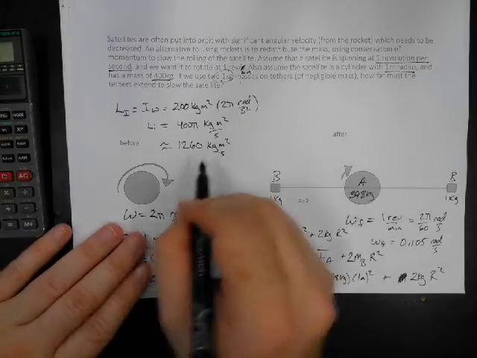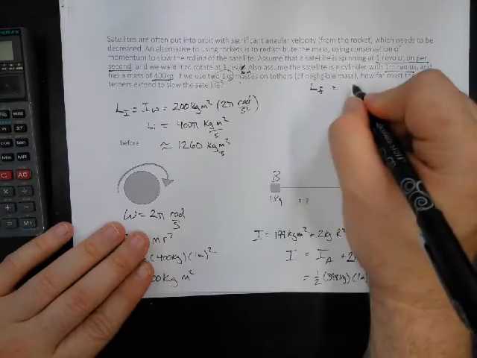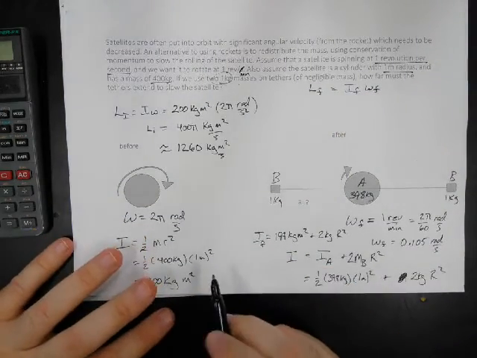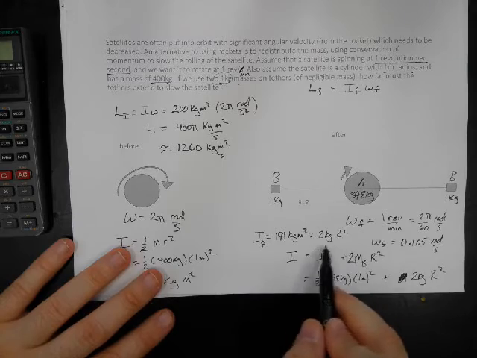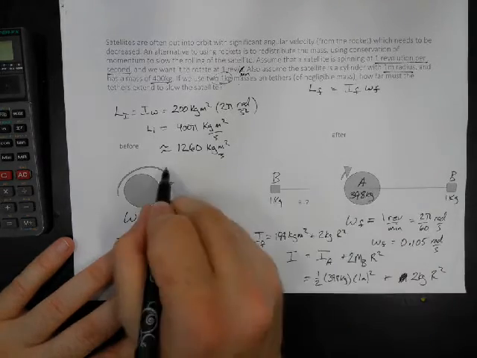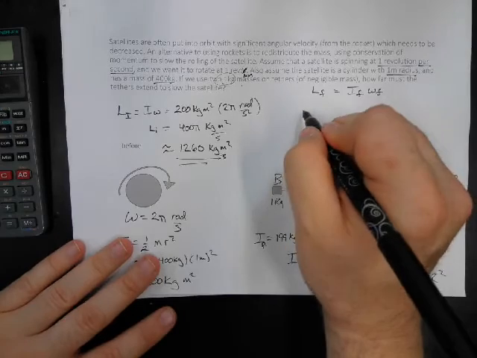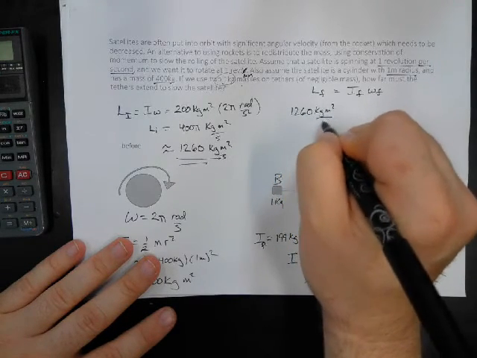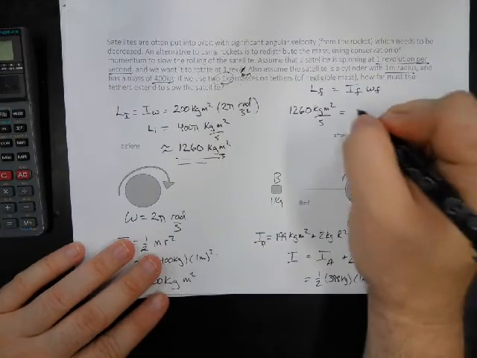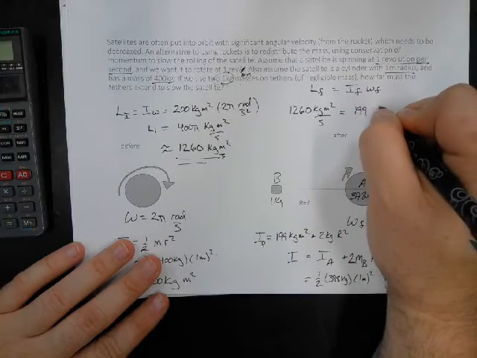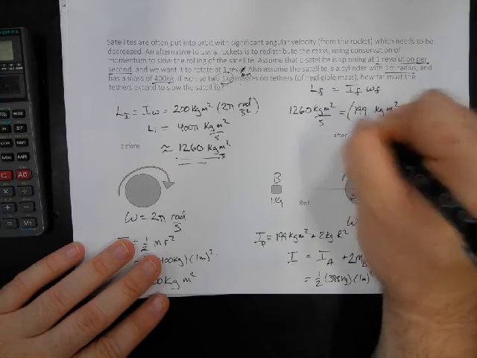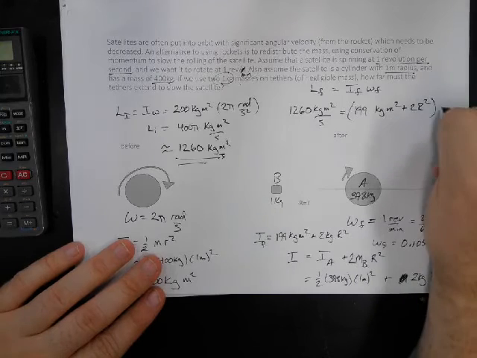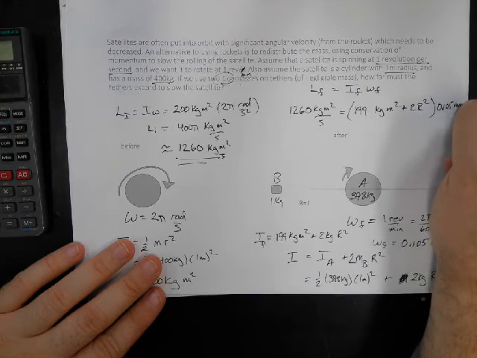So what we have here is L final has to be I final times omega final. We have what I final is now. We've changed the shape of this thing. So we have an expression like this, and we have omega final. And we have what I initial was here. This is 1260 kilogram meter squared per second equals 199 kilogram meter squared plus 2 r squared times 0.105 radians per second.